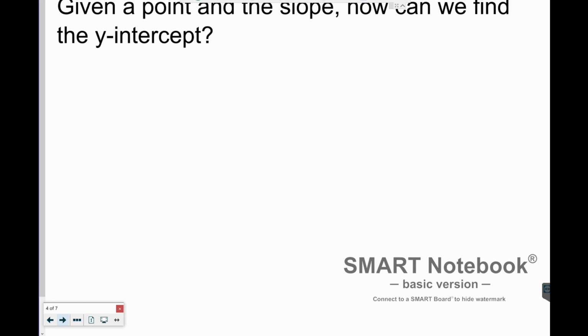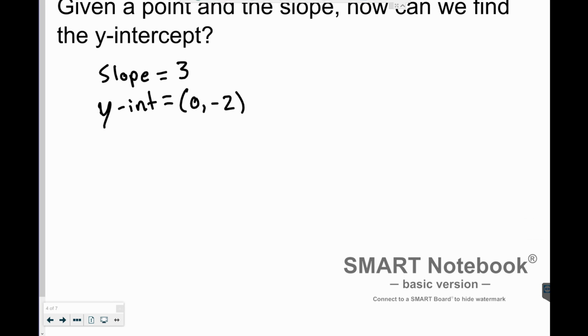So given a point and the slope, how can we find the y-intercept? We don't even really have to graph anything for this. But let's say we're given a point, or we're given our slope. So our slope, let's just say, is equal to 3. And our point, oh, not just any point. This is not just any point. This is our y-intercept. Let me label it as such. So we have our slope of 3, and we have our y-intercept of, let's say, 0, negative 2.